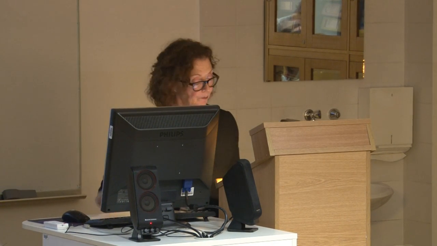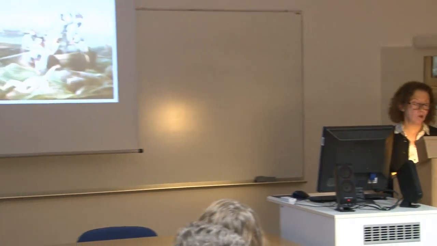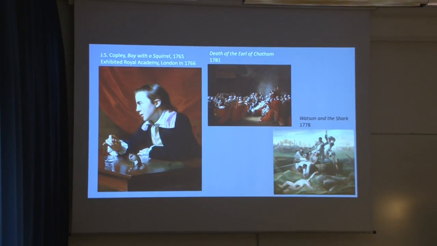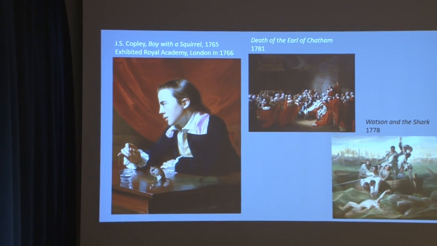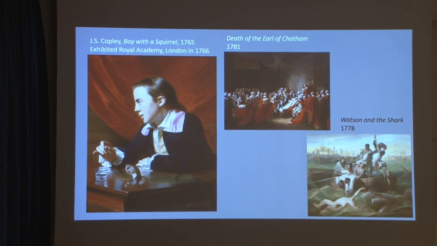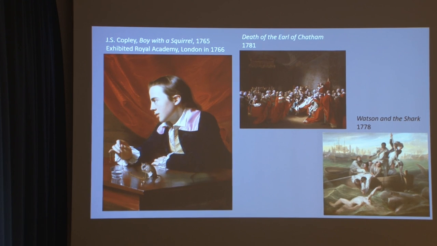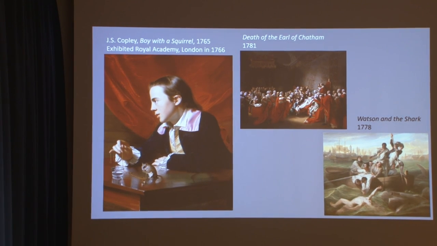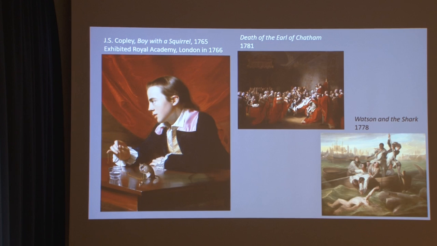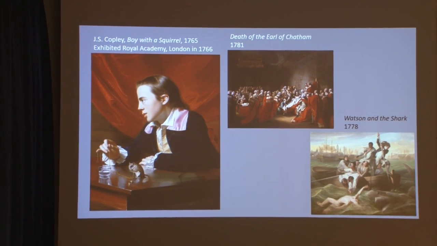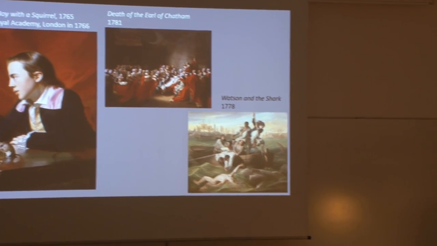Copley grew up in Boston and apprenticed with a local portrait painter. Because of family connections and his skill, Copley was soon in great demand as a portraitist. He sent Boy with a Squirrel to London's Royal Academy exhibition in 1766, where it impressed critics and established his reputation as an outstanding artist. It impressed English academic artists so much that they elected him an honorary member of England's Society of Artists.